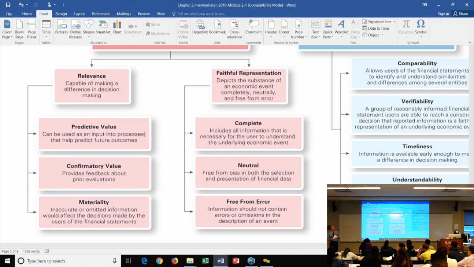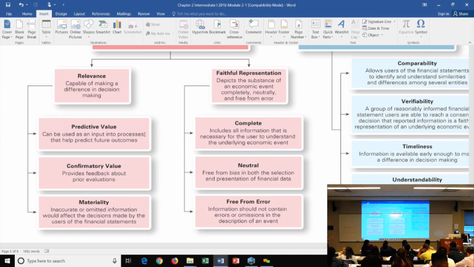It may be qualitatively important. In other words, the SEC is investigating the company for potential fraud. You don't have a number, you don't have a dollar amount, but that is material. That will influence your judgment. That will have to be included in the financial statements. And that is what we call relevance.